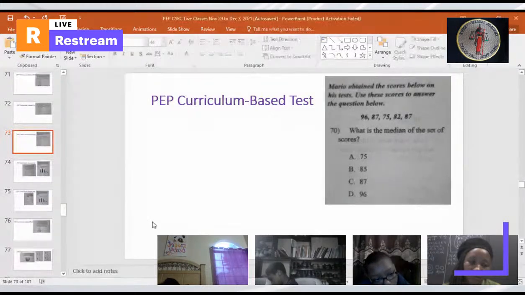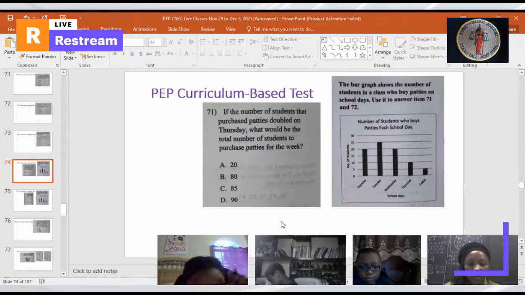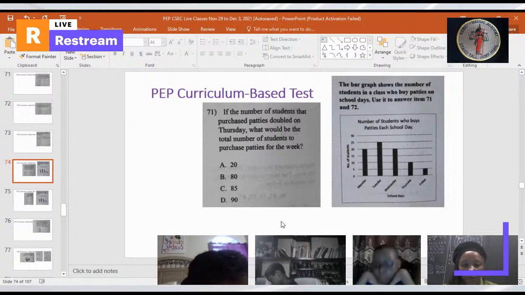Let's move on. Number 71. If the number of students that purchase patties doubled on Thursday, what would be the total number of students to purchase patties for the week?